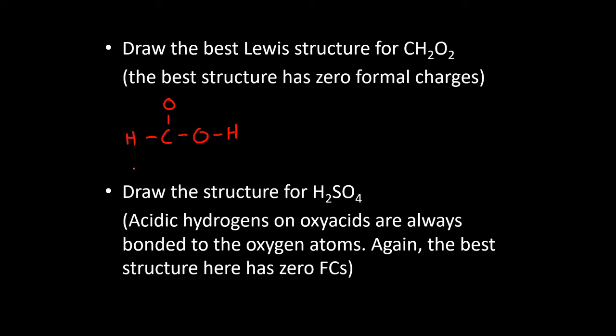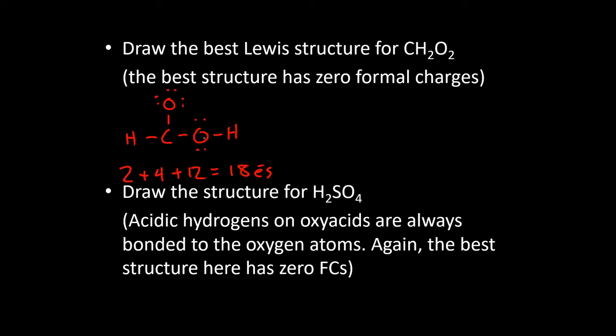So if we add up the valence electrons here, we're going to have 2 from the hydrogens, 4 from the carbon, and then 12 from the oxygens, which is going to give us 18 electrons total. We already have 8 in the structure, so we have 10 more to give. 10, 12, 14, 16, 18. So we have run out of electrons. Carbon is still unhappy.